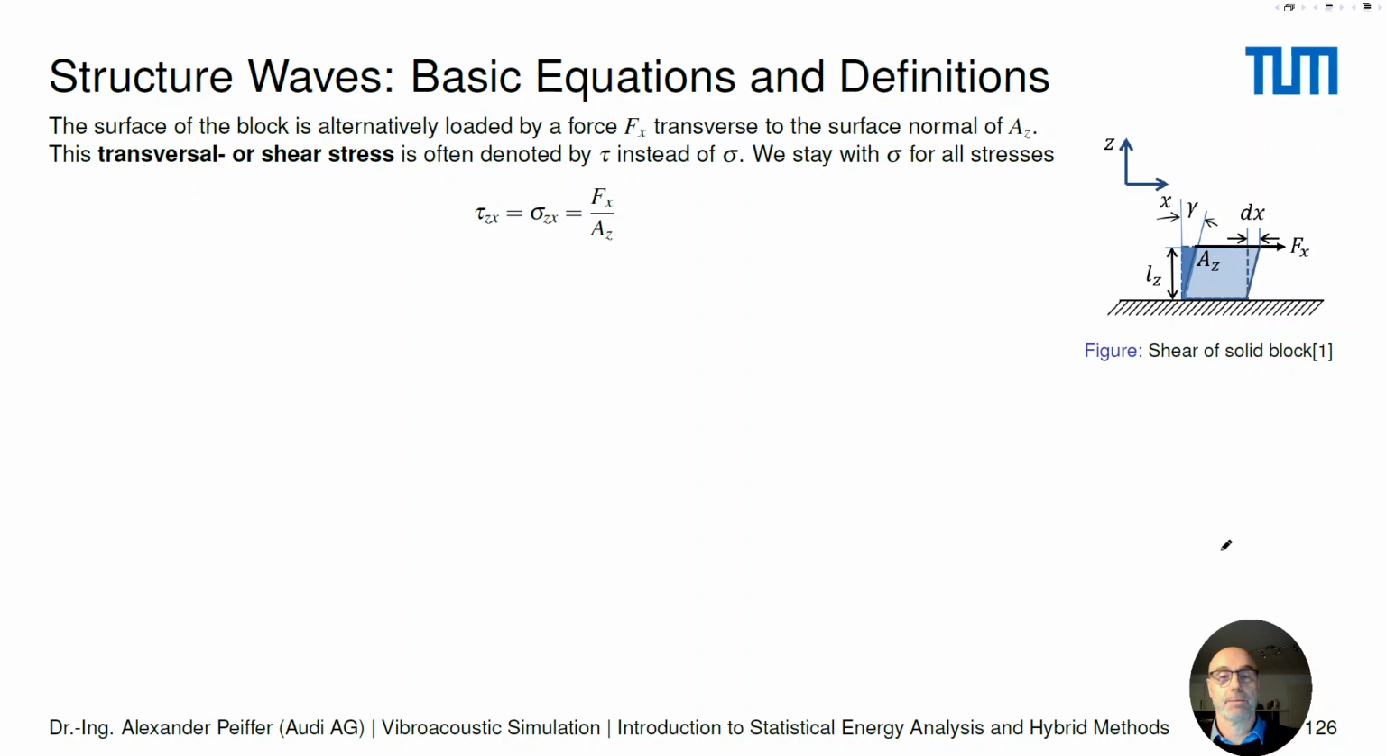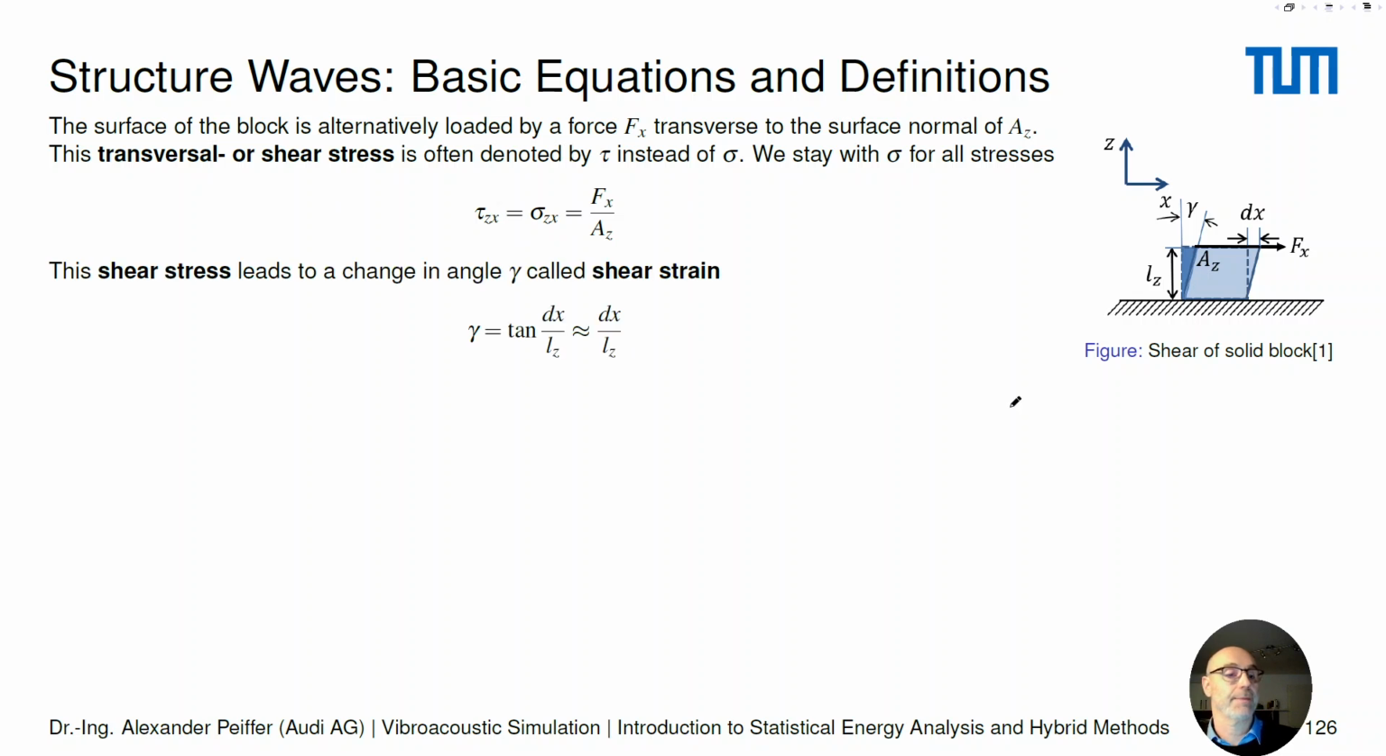So in the book and also in the lecture, I always stay with sigma for all stresses, and the shear effect is denoted by the fact that the index is changing. The nomenclature is also the same. That means that the first index is the normal vector of the surface, and the second index is denoting the force direction. Again, this stress has an impact on the solid. It changes the shape, so it's a deformation with a specific angle gamma, and gamma is called the shear strain.